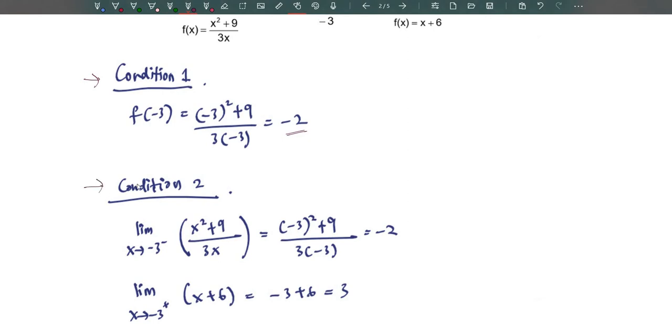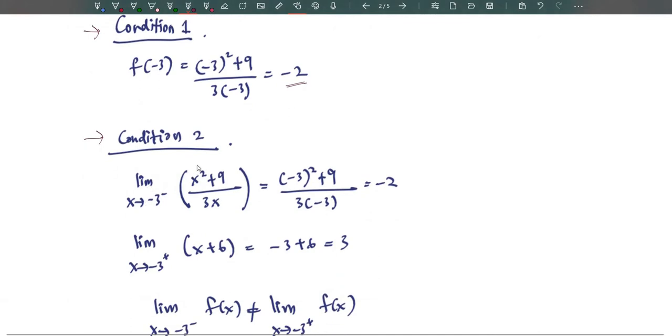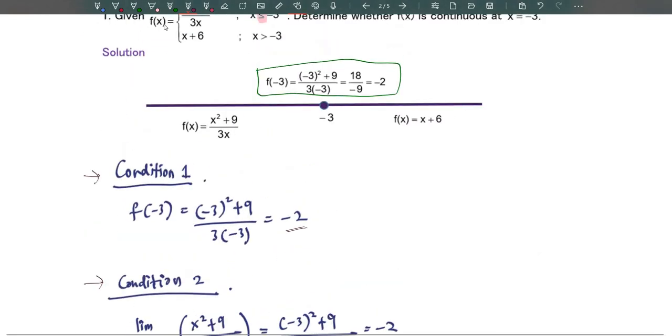continue to condition 2. For condition 2, we need to check whether the limit of f(x) as x approaches negative 3 exists or not. Therefore, you need to determine the limit of f(x) as x approaches negative 3 from the left and right. For the limit from the left, we consider this function, because this is the function on the left of negative 3. And this one is for the right.